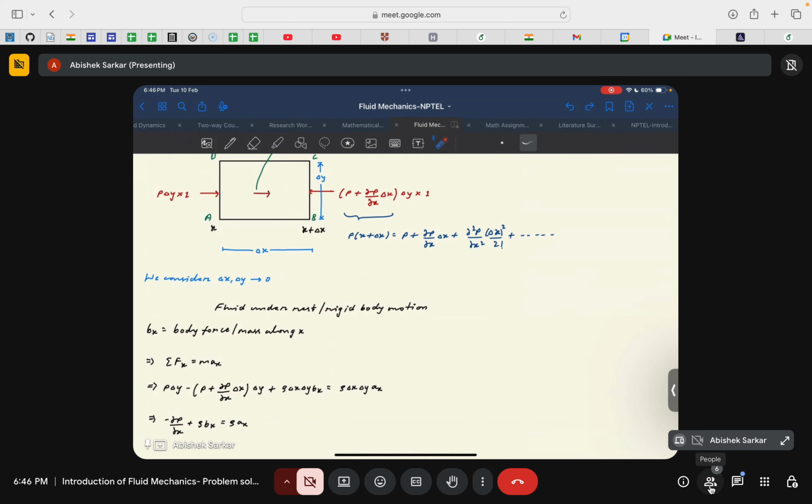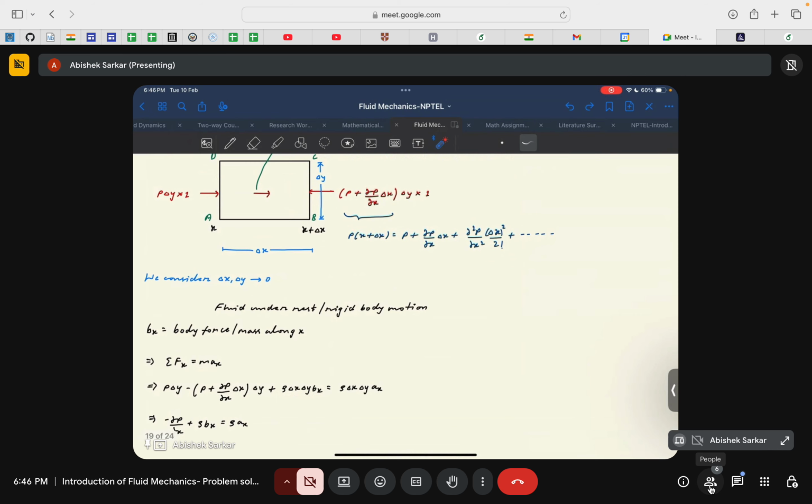It is body force per unit mass, so we multiply it with the mass. Rho times delta x delta y times 1 will give you the volume. So rho times volume will give you the mass, and times Bx will give you the net body force, which would be equal to rho times delta x delta y times ax. M would be your rho delta x delta y, and times 1, we will consider the z coordinate to be 1.